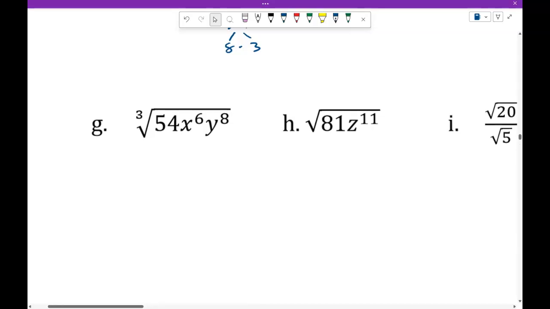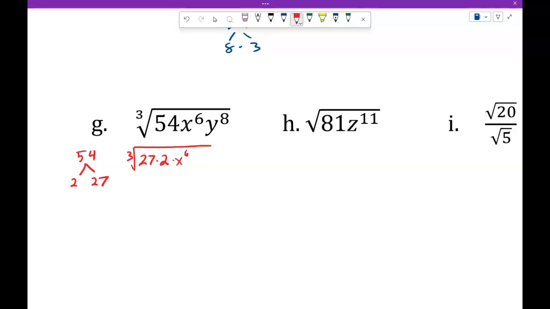We're looking for a perfect cube factor of 54. Well, 54, when we apply our prime factorization, gives us 2 and 27. 27 is a perfect cube, so we can factor 54 to be 27 times 2. 6 is divisible by 3, so x to the 6 is a perfect cube.